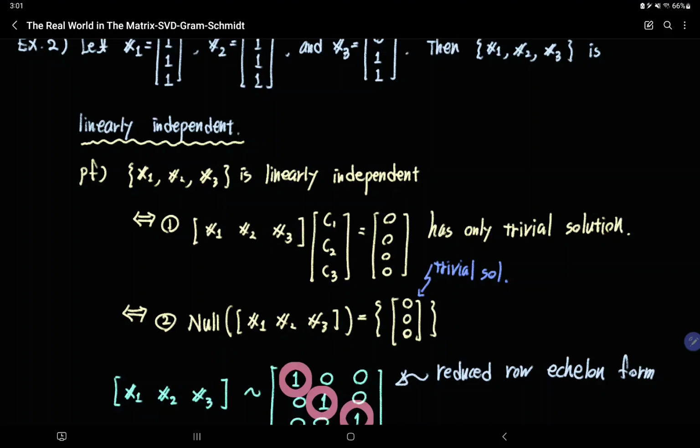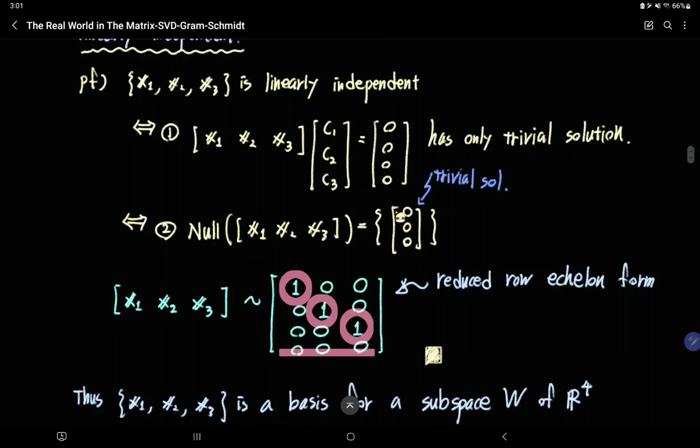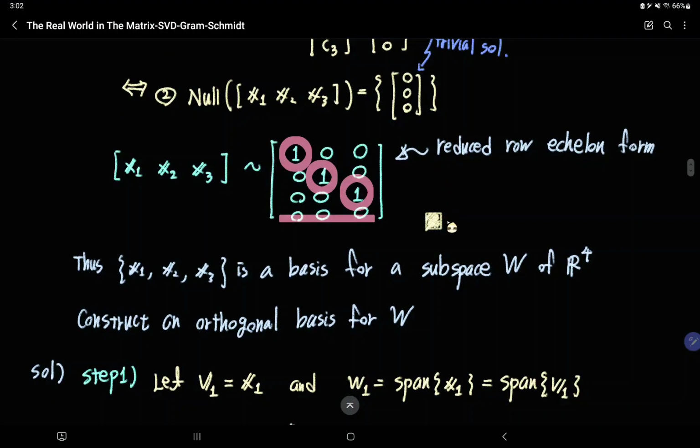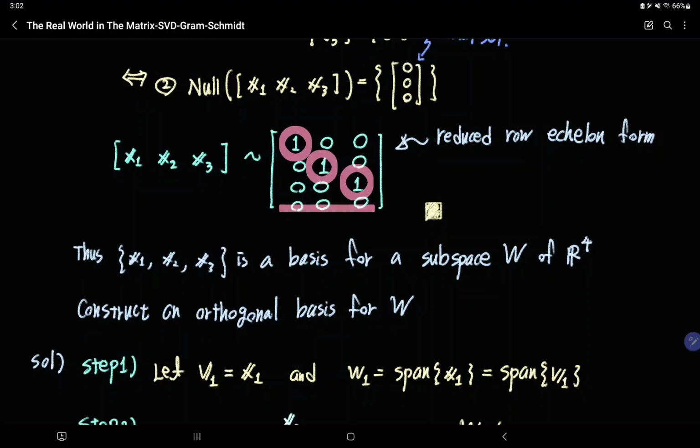So let me show this. How can you show this? I will just find the reduced row echelon form of the matrix A. Okay, so you can see that we got 3 pivot columns right there, and then the last row is 0, 0, 0. So it means that x1 through x3 must be a basis set for a subspace W of R4. Okay, so if you don't get it, please watch the video on matrix systems and the reduced echelon form.